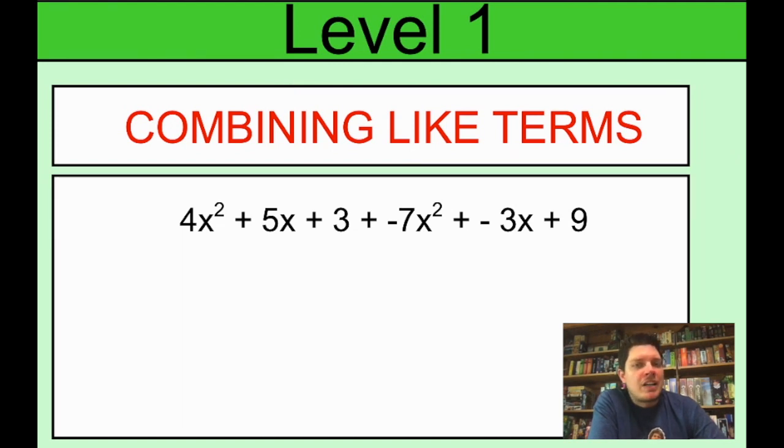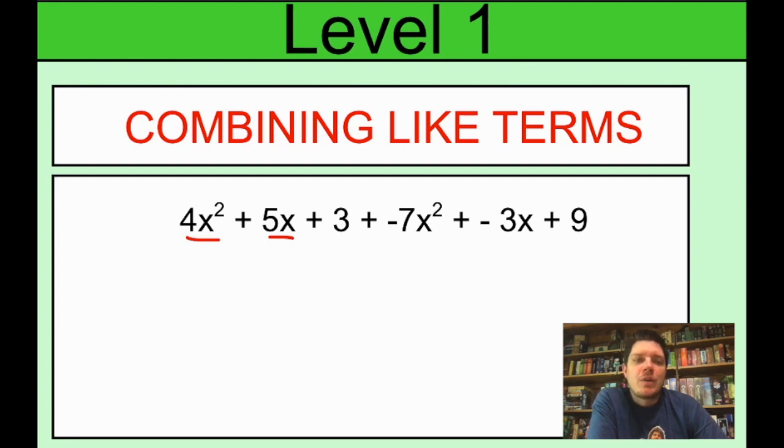If you remember back to first trimester, a 5x and a 3 are different terms. They can't be combined. But the 3 and the 9 are like terms because they're both constants, so we can combine those. The reason why I'm talking about this is that an x term and an x squared term are different terms. They cannot be combined. 4x squared cannot be combined with the 5x.